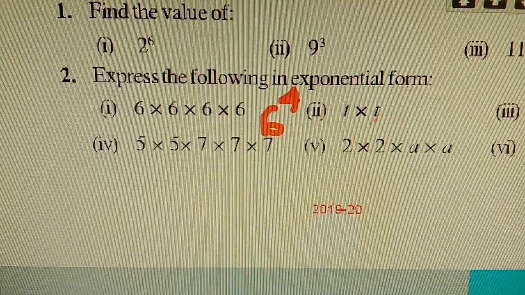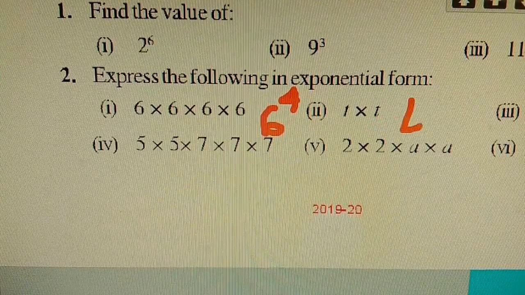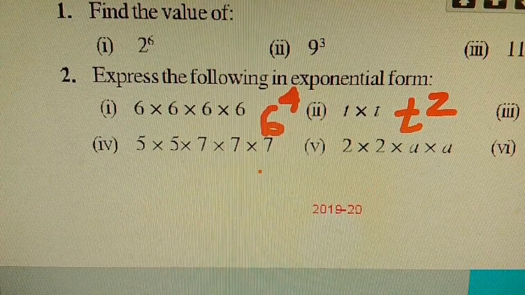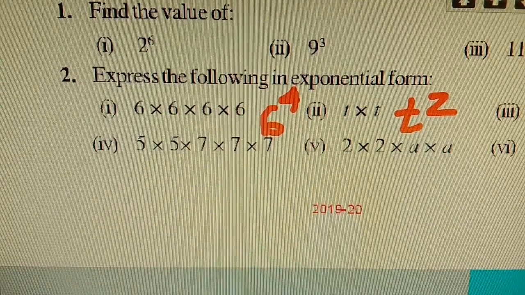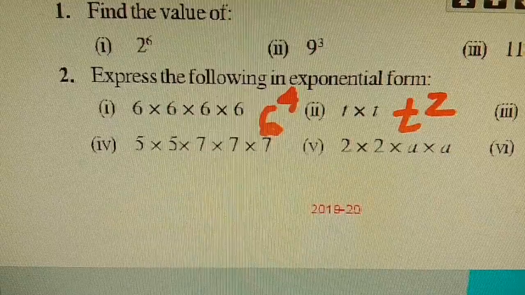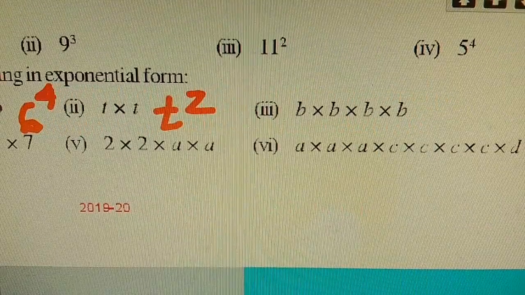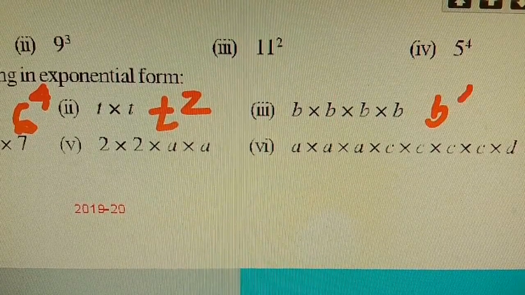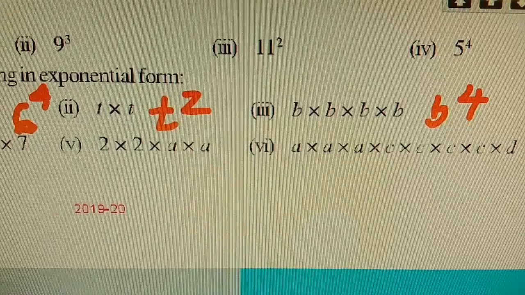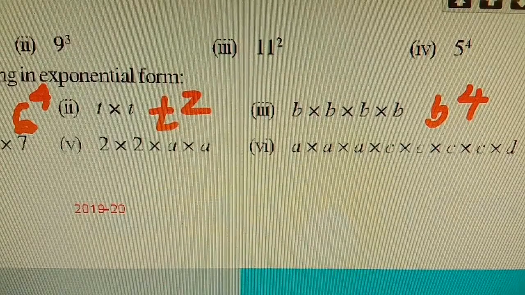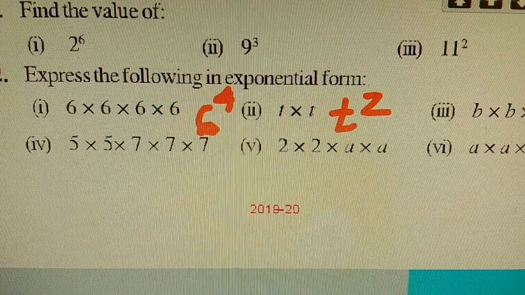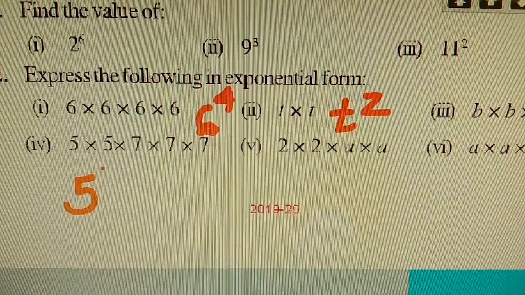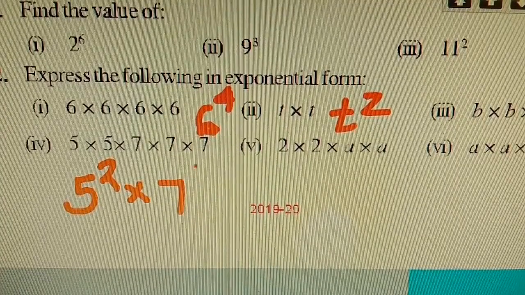Now next one, the letter T, that is multiplying 2 times. So T to the power of 2 is the answer. Now question number 3, you listen here, that B multiplies 4 times. So B to the power of 4. Now next question. Here 5 multiplies 2 times and 7 three times. So 5 to the power of 2 times 7 to the power of 3.